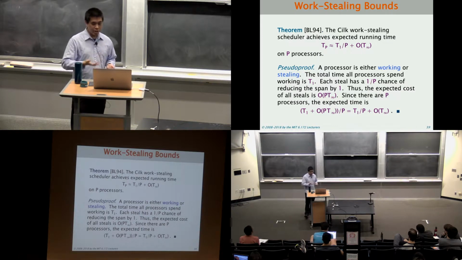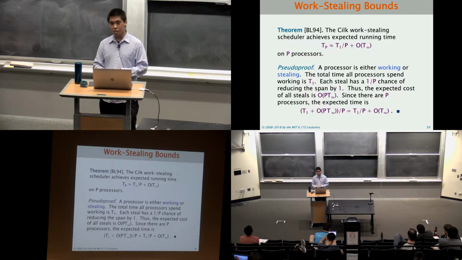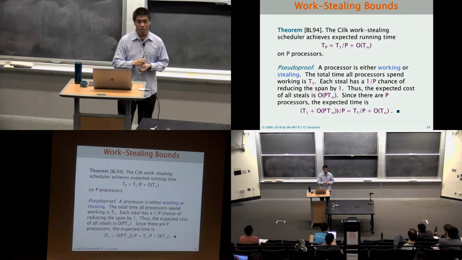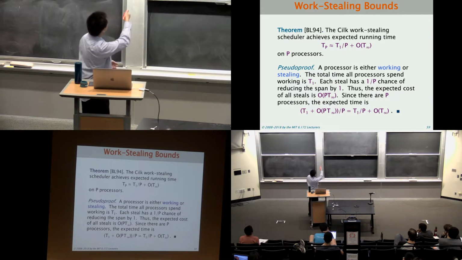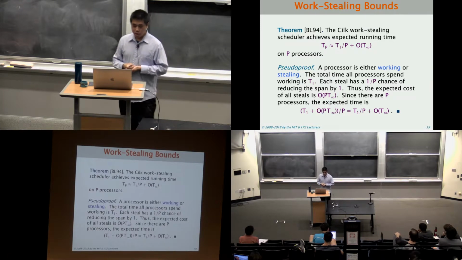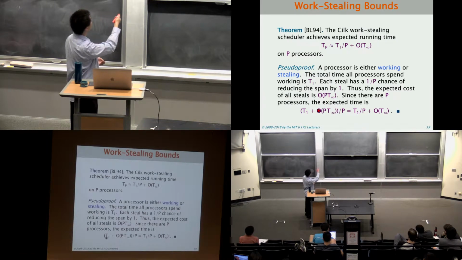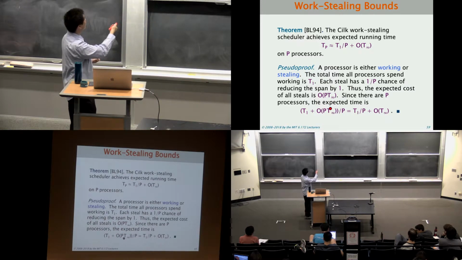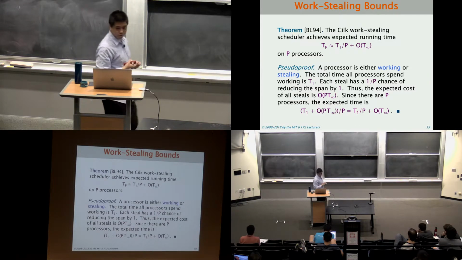Therefore, the expected cost of all steals is going to be order P times T infinity, because I have to steal P things in expectation before I get to the processor that has the critical path. My overall cost for stealing is order P times T infinity, because I'm going to do this T infinity times. And since there are P processors, I'm going to divide the expected time by P. So T1 plus O of P times T infinity, divided by P, gives me the bound T1 over P plus order T infinity.